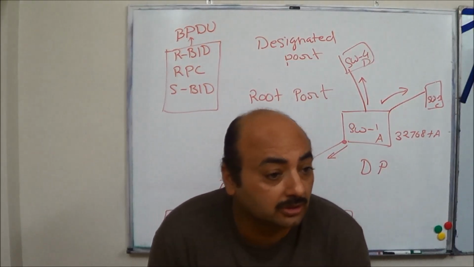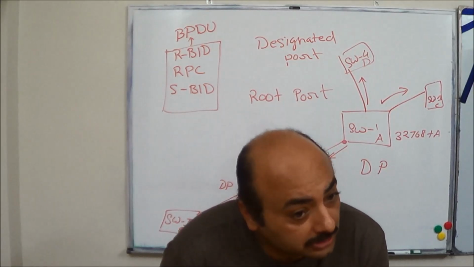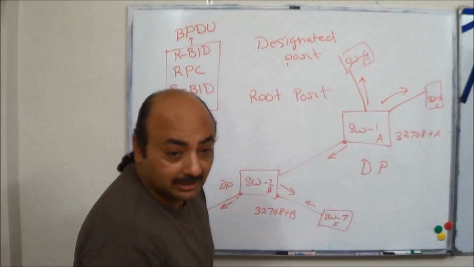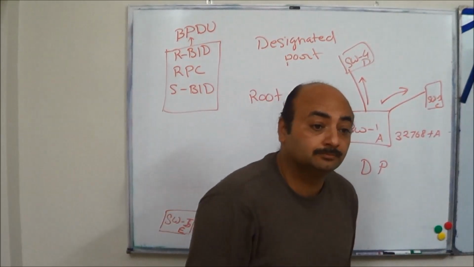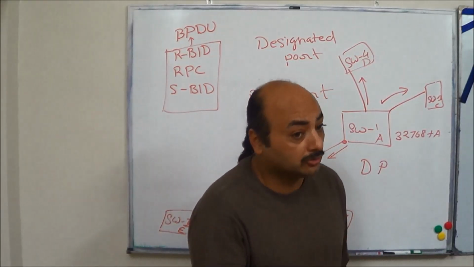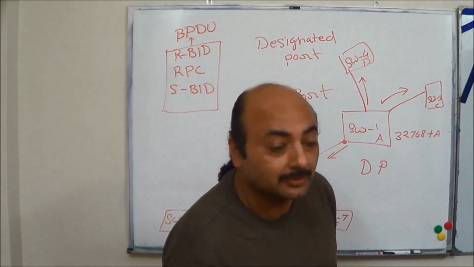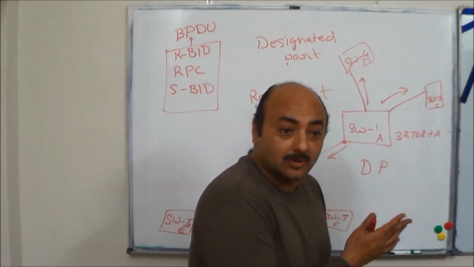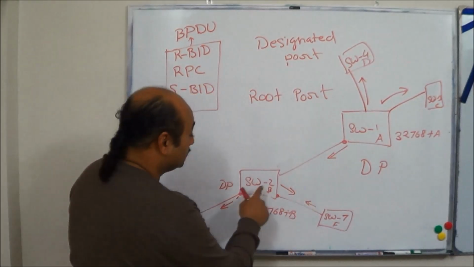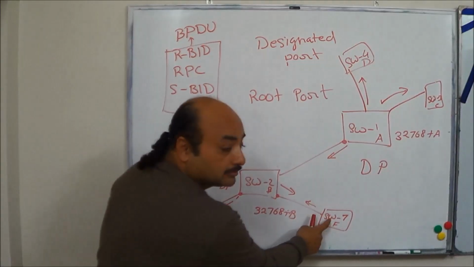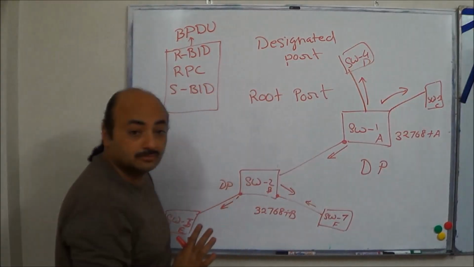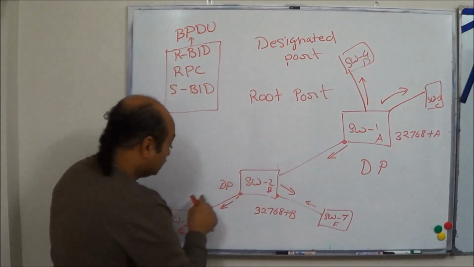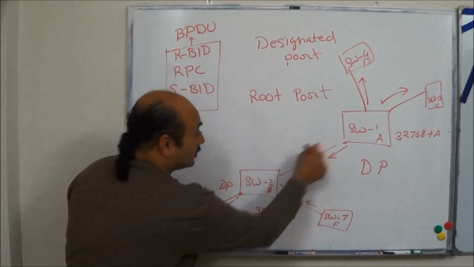Every switch in a network, every non-root switch, every switch which is not a root bridge, is somehow connected to the root bridge. This one is somehow connected to the root bridge. This is somehow connected to the root bridge.